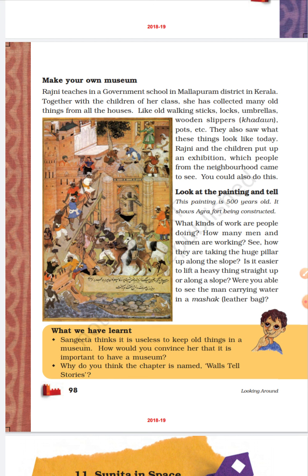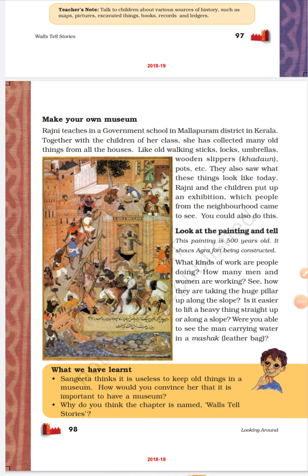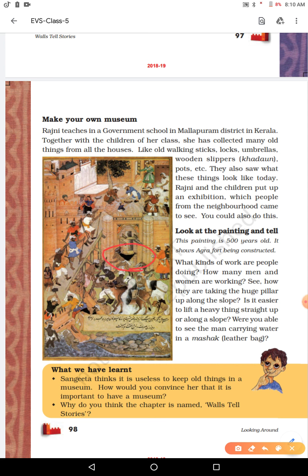What kind of work are people doing? Men and women are working. See how they are taking the huge pillar up along the slope. Is it easier to lift heavy things straight up or along a slope? Were you able to see the man carrying water in a masak? A masak is a kind of leather bottle, a black colored one. People used to keep water inside the masak, which is made of leather.